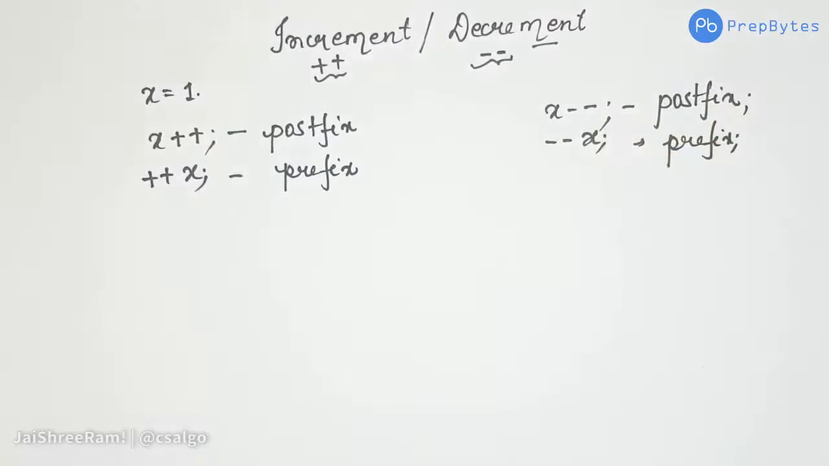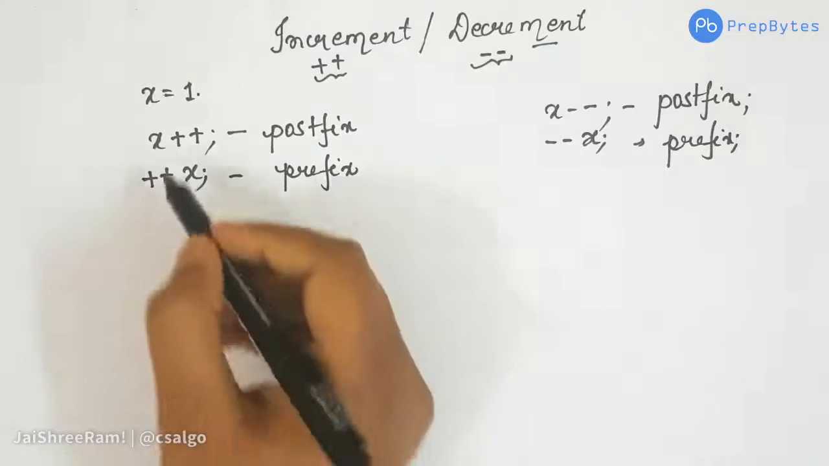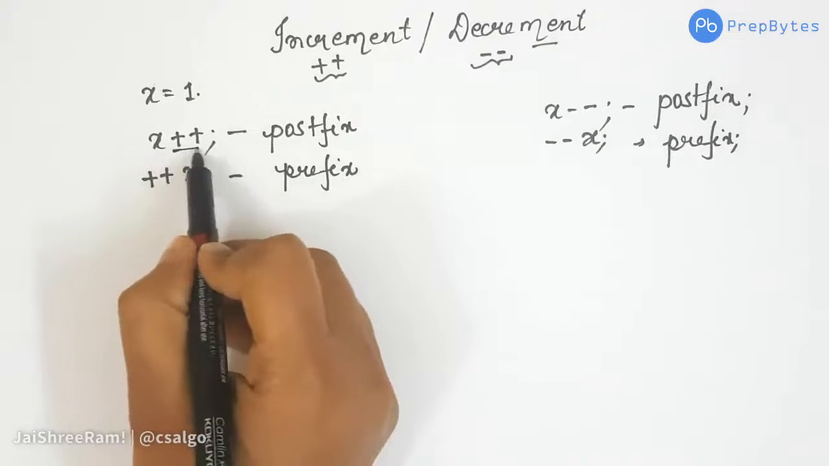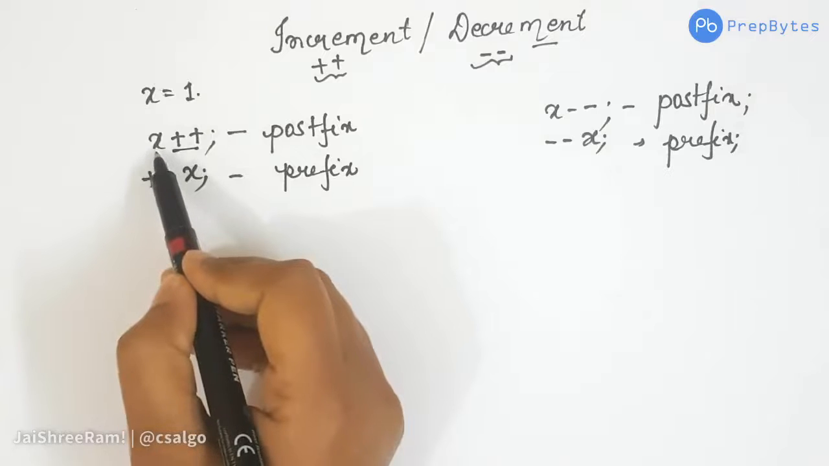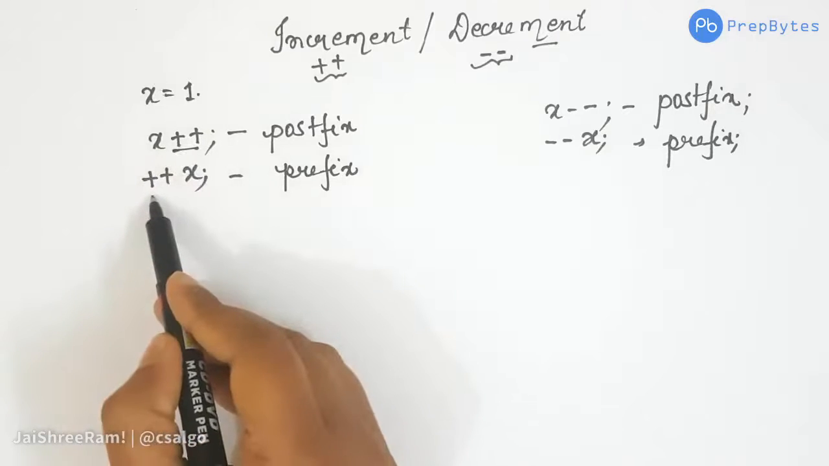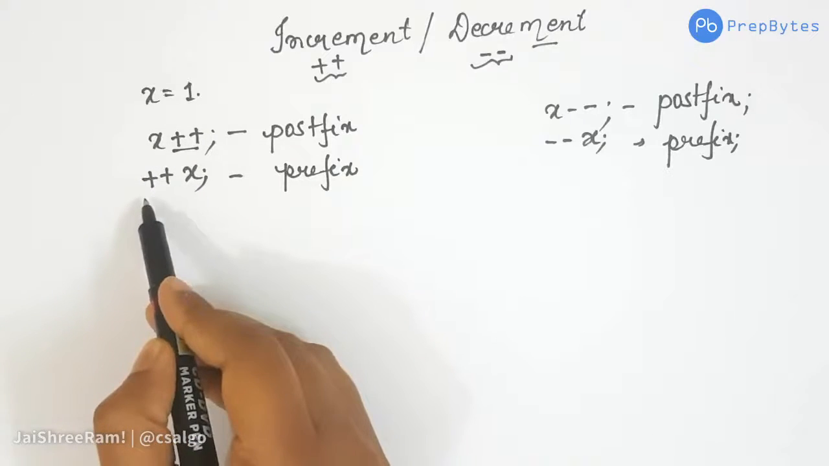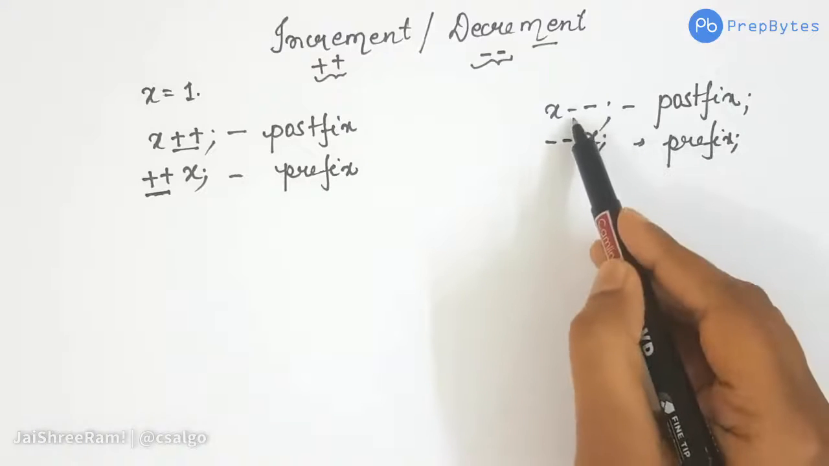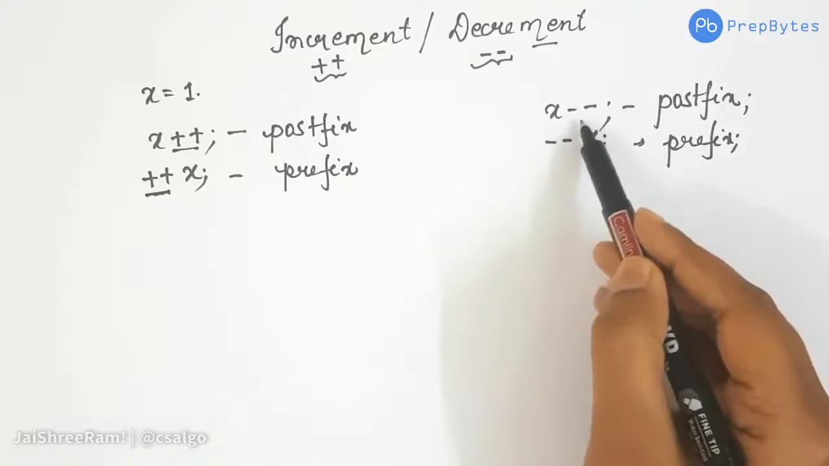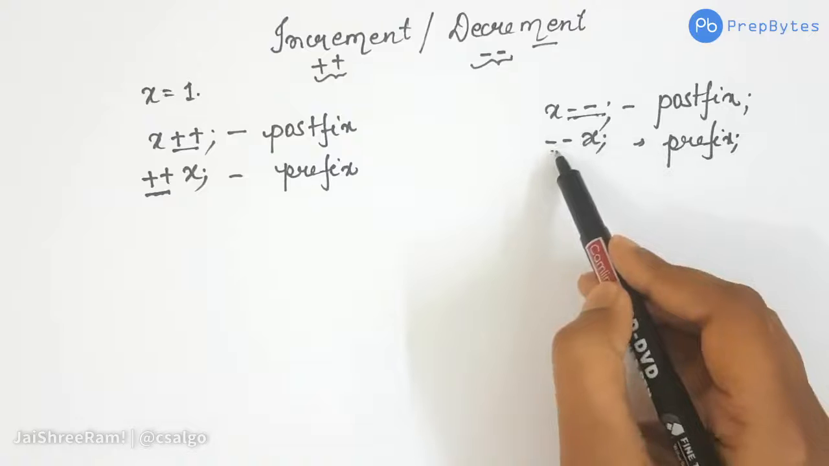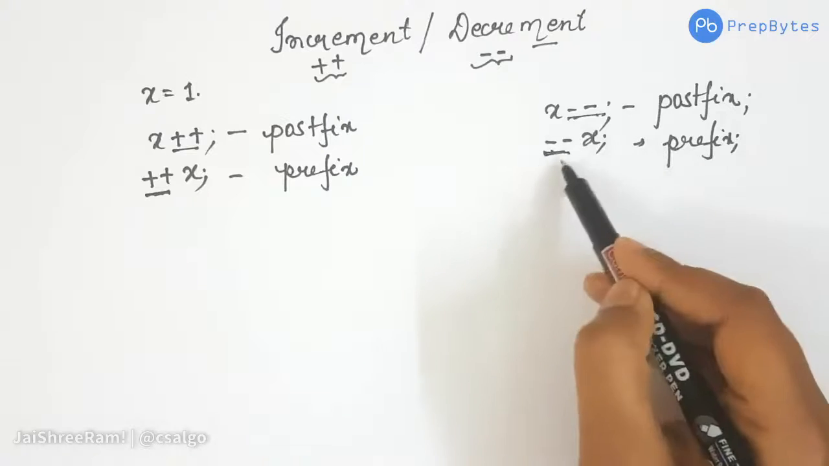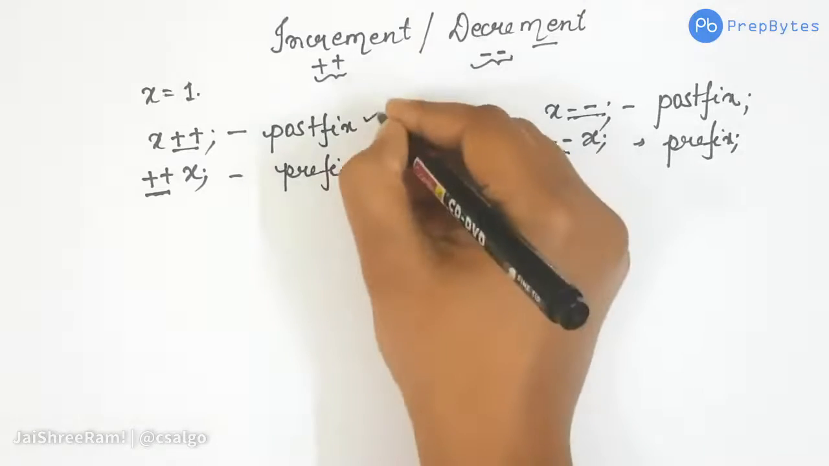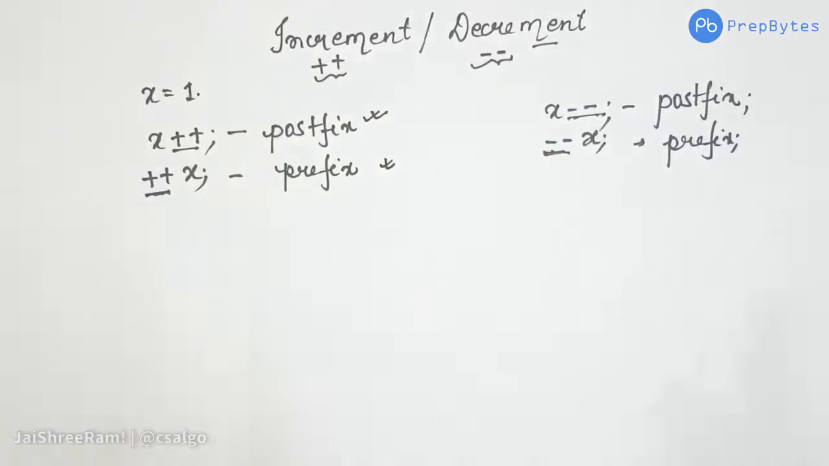Now if you ask what is the difference between the two, the very first visible difference is that in this case the increment operator is coming after the variable. Here the increment operator is coming before the variable. Same is the case here. The decrement operator is coming after the variable, and here the decrement operator is coming before the variable. This is postfix and this is prefix.